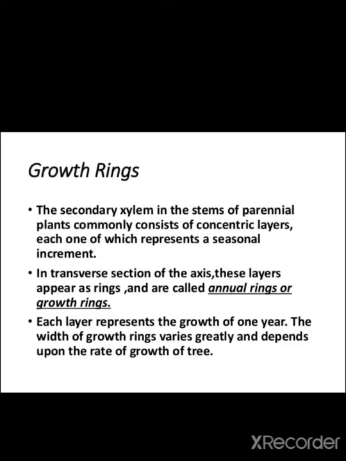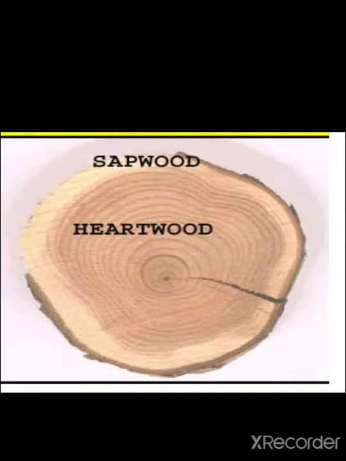The secondary xylem in the stem of perennial plants commonly consists of concentric layers, each one of which represents a seasonal increment. In transverse section of the axis, these layers appear as rings and are called annual rings or growth rings. Each layer represents the growth of 1 year. The width of growth rings varies greatly and depends upon the rate of growth of the tree. The diagram shows the dark concentric wood in the center known as heartwood and the outer layers known as sapwood.